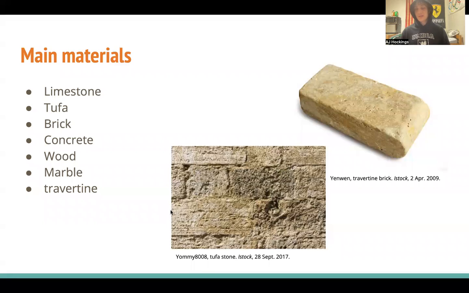So the main materials that it was made out of are limestone, tufa, brick, concrete, wood, marble, and travertine. This picture right here is tufa stone, and up here is travertine brick. These were the two most commonly used materials in the Colosseum, and the original ones.